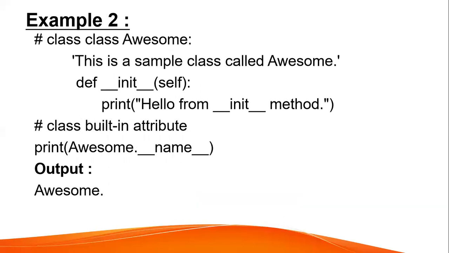And here we can see example 2. This is a sample class called Awesome. Here again we are using init, print hello from init method. Here we are using Awesome dot name. Then the output will be only Awesome.